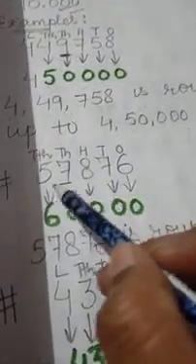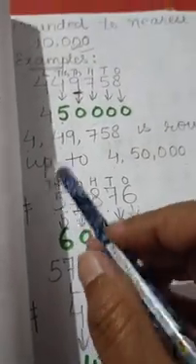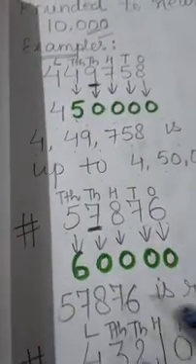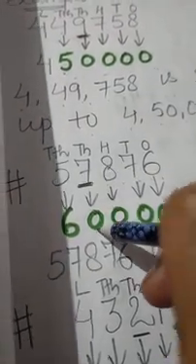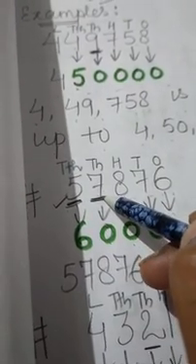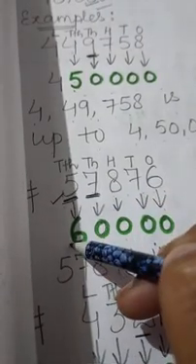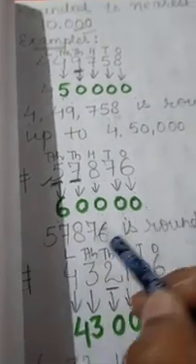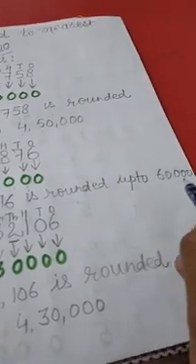Now see one more example. 57,876. Now for rounding to nearest 10,000, we will observe the digit in the 1000 place. 6 will become 0, 7 will become 0, 8 will become 0, 7 will also become 0, and 5 depends upon which digit? 1000 place digit. 1000 place digit is more than 5. That's why this will become next. And 5's next is 6. It will become 60,000. 57,876 is rounded up to 60,000.